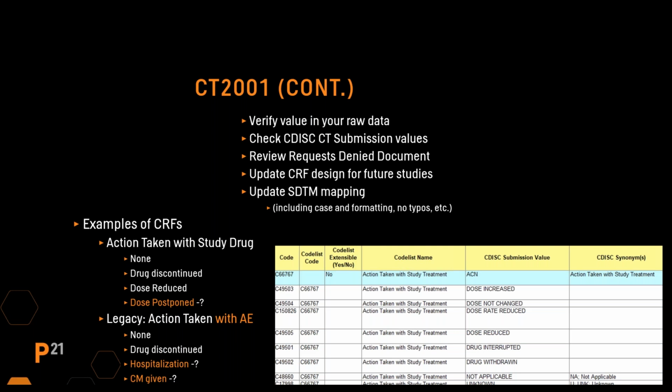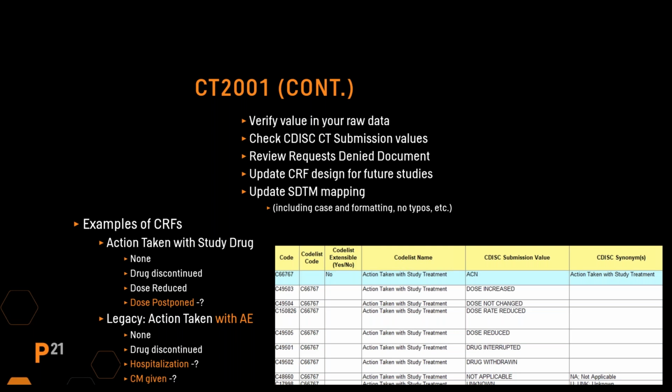I will elaborate on that a little bit later, but you can check this request denied document for your additional terms and see if the CDISC CT team has provided a recommendation on how to map to a CDISC submission value. If your CRF design has instances like this, definitely make note and try to update your CRF design for future studies. And then lastly, you would need to update your STTM data to ensure that the casing, format, and spelling map to the actual CDISC submission value found in the controlled terminology file.